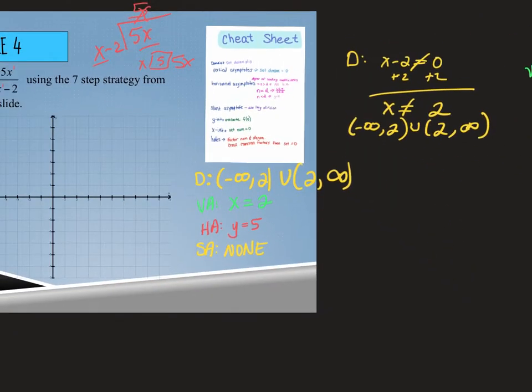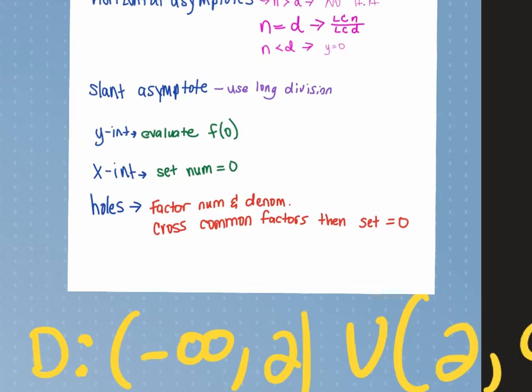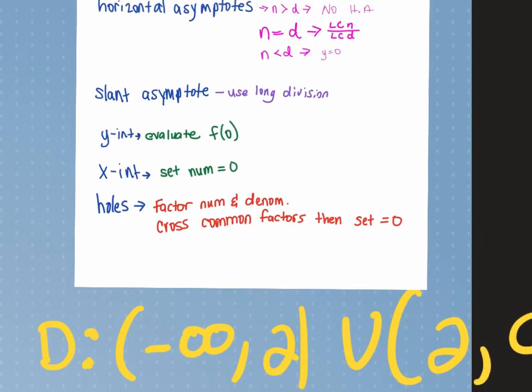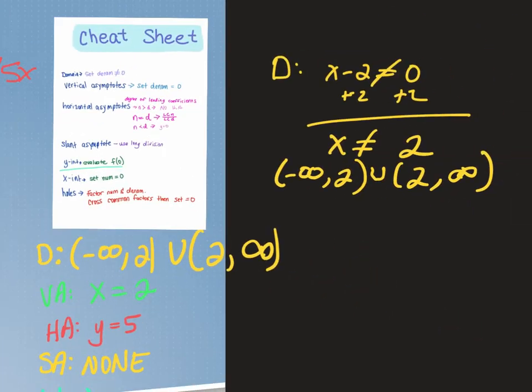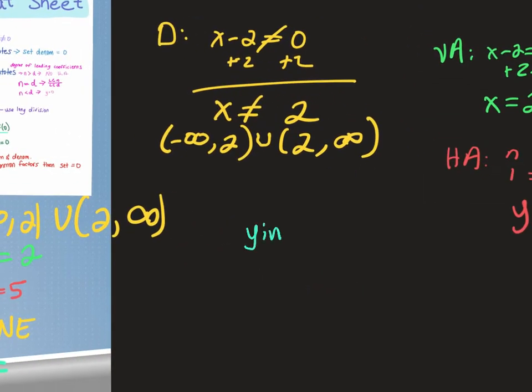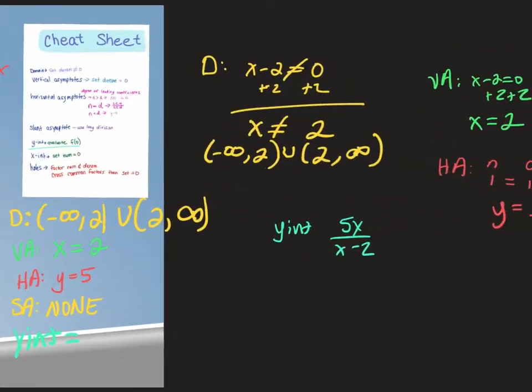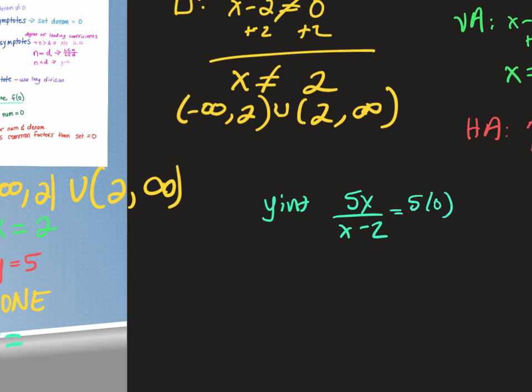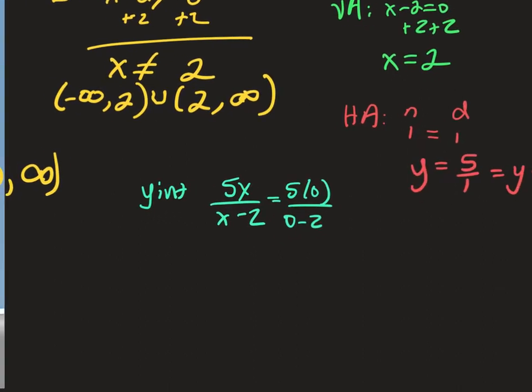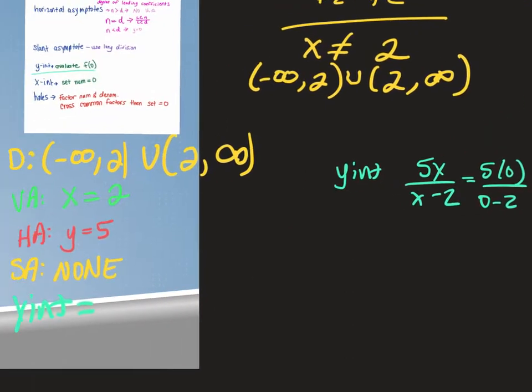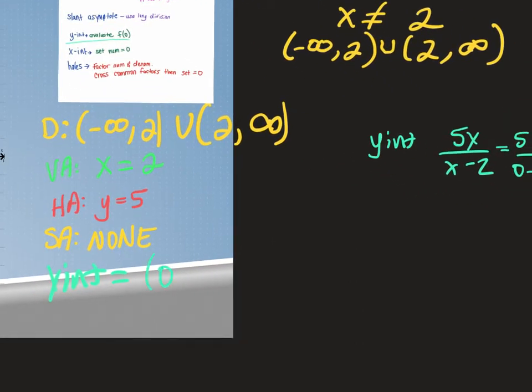Next thing I look at is y-intercept, okay? How do you find the y-intercept? Plug in 0 for x. So my function is 5x over x minus 2, right? So I have 5 times 0 over 0 minus 2. So I have 0 over negative 2. So what's my y-intercept? When I plug in 0 for x, I get 0 for y. So it's at the point 0, 0. That looks weird.